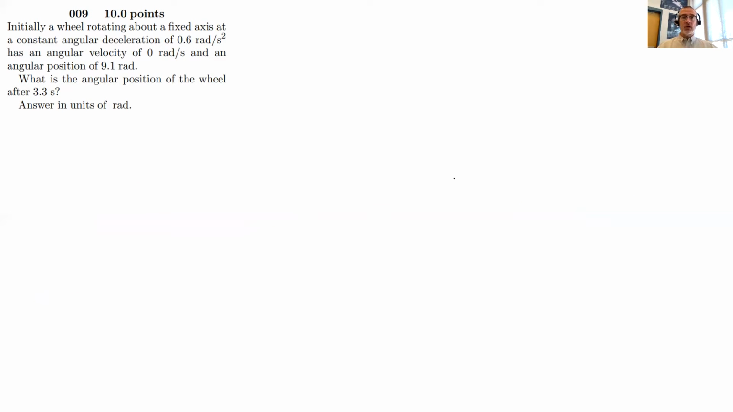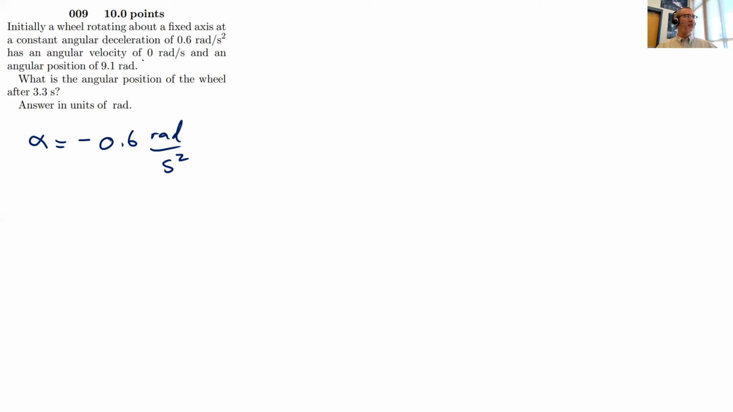This is AP Physics homework number 25, and this is about rotational kinematics. It says initially a wheel rotating about a fixed axis at a constant angular deceleration of 0.6 radians per second squared. Let me make that my alpha. My angular acceleration is negative 0.6 radians per second squared.